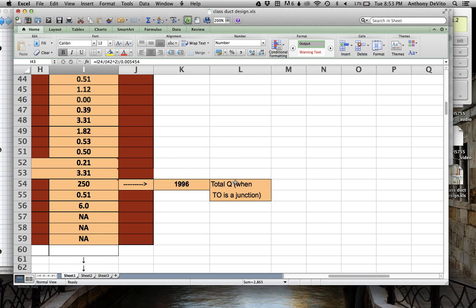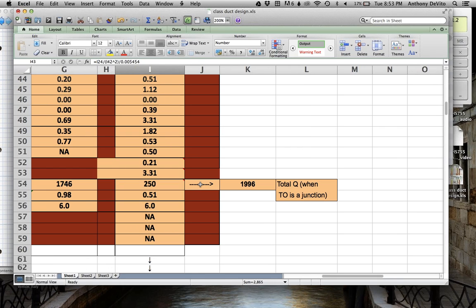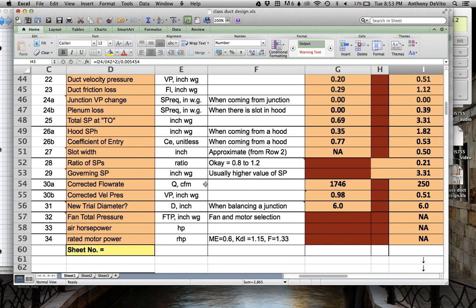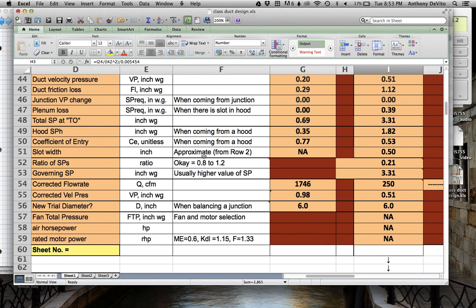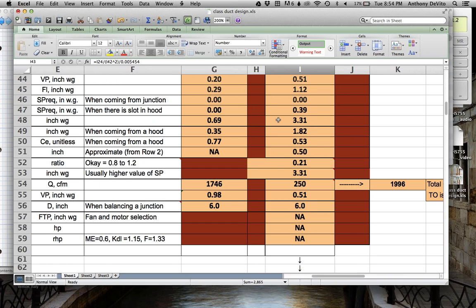Okay, so the total Q value, the total amount of air that's moving through this thing up to that point, point C, is 1,900, almost 2,000 feet per minute. And the total static pressure, well, let's take a look at the static pressure that we calculated. Let's see, where is it? The static pressure at 2 is 0.69 when we're coming from the first hood. And it's 3.31 when we're coming from the second hood. Oh, we got a problem.